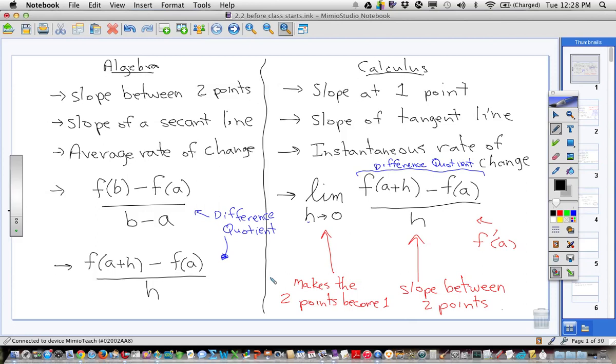Here, the 2 points are A and B. Here, the way we wrote it yesterday, the 2 points are A and A plus H. Same thing, different notation. Over here, this is also the difference quotient.